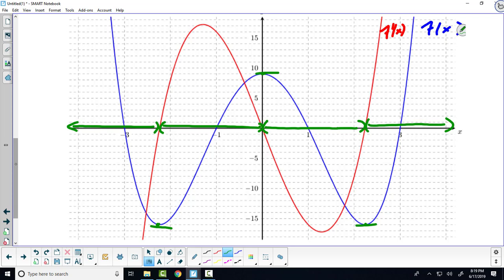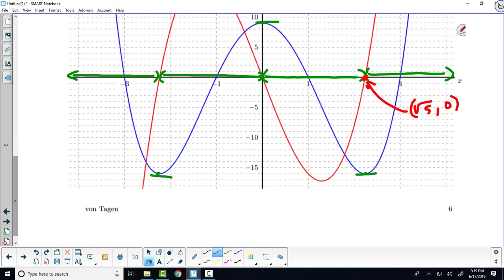Okay? So let's label a couple of ordered pairs on here. This is the ordered pair what? This is the ordered pair, the square root of 5 comma 0, right? Why? Because when we set the derivative equal to 0, we found one of the zeros was the square root of 5. What is this ordered pair right here? It's the square root of 5 comma negative 16. It's the point where the function has a horizontal tangent line. You can plot the rest of the points.